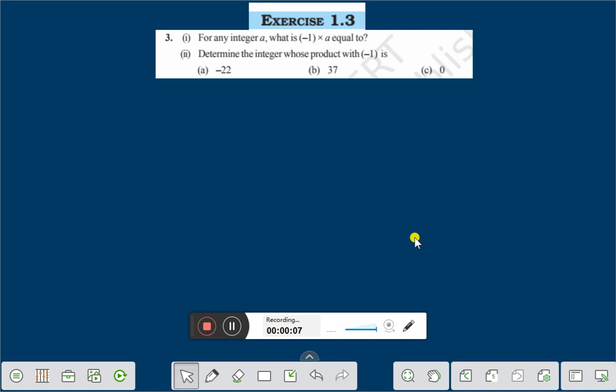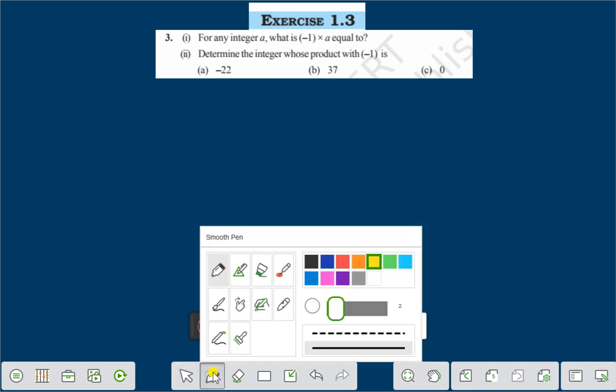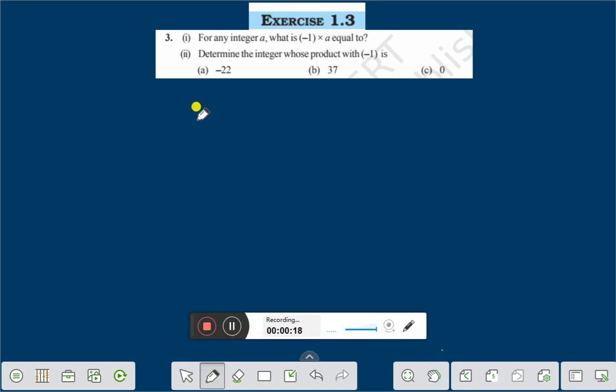Question number 3.1. For any integer a, what is minus 1 into a equal to? First we'll solve question number 3a. Question number 1 is, for any integer a, what is minus 1 into a? First multiply 1 with a, that we are getting a, and here it is plus into minus, that is minus a, right?